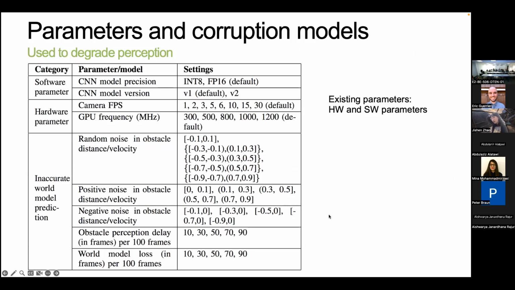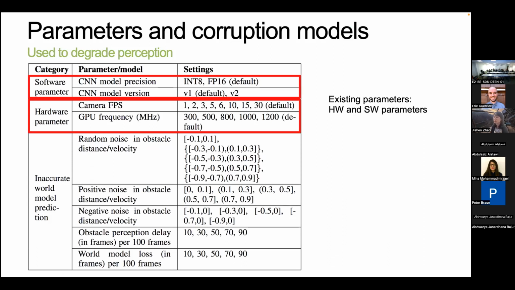So there are parameters that we can tune at the low level, component level, and also our corruption models that we also tune in our experiment analysis, included in this table. We tune all of the software and hardware parameters, maybe by fixing some of the parameters and tuning the others. In terms of software parameters, we tune the machine learning model precision and also different types of machine learning models with different strengths of capability.